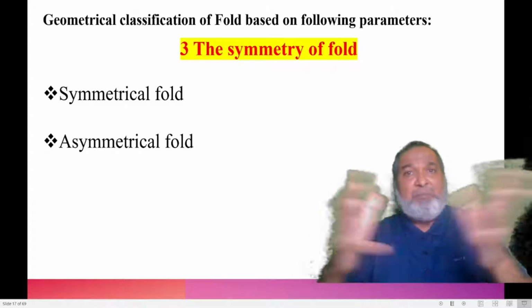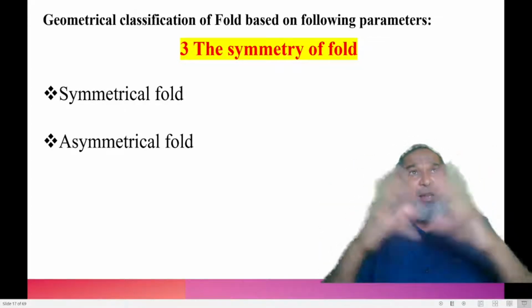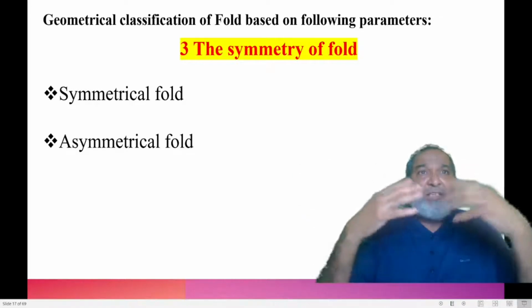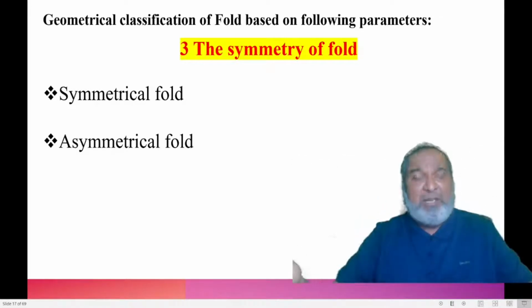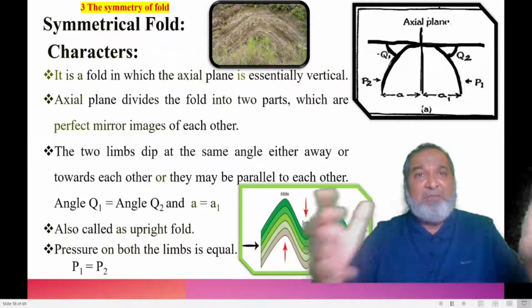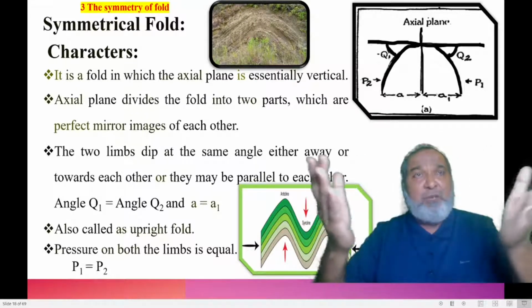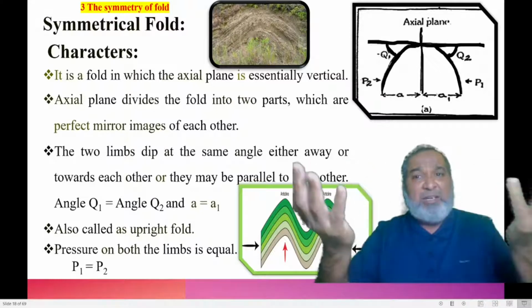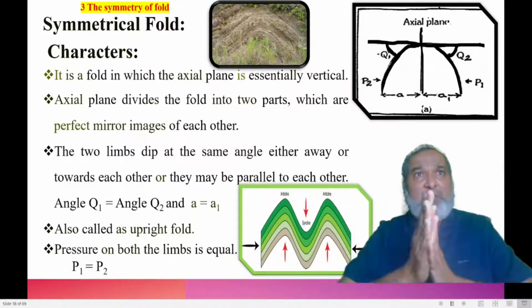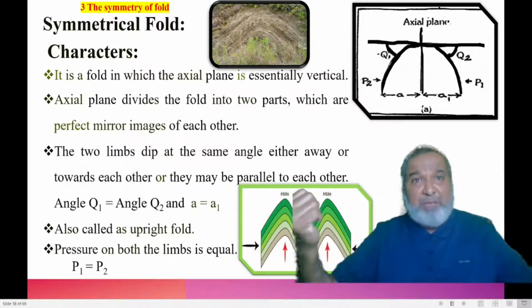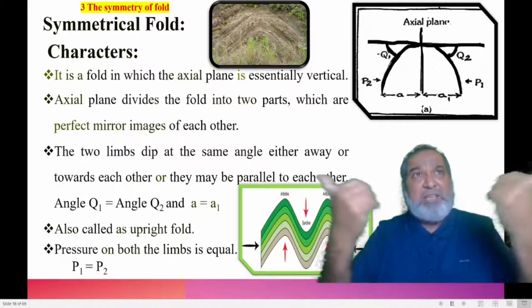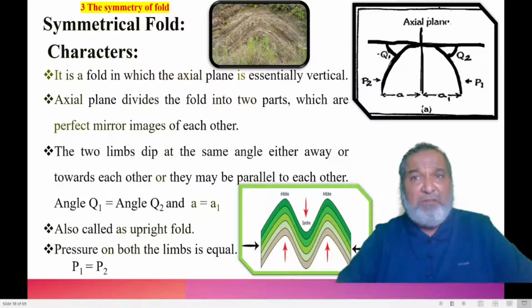The third parameter is the symmetry of a fold. It is a simple one: symmetrical fold and asymmetrical fold. In this category we have two folds. In a symmetrical fold, the axial plane is vertical, whether it is an anticline or a syncline, and the limbs are dipping on opposite sides. Due to this imaginary axial plane, the limbs are dipping on the opposite side with the same angle.